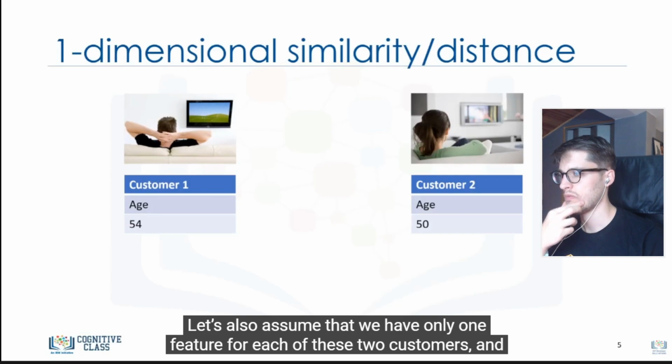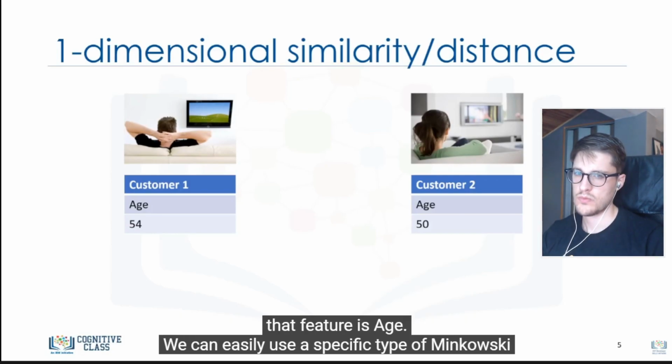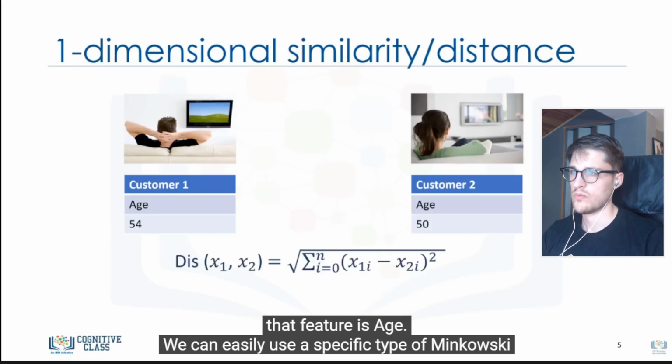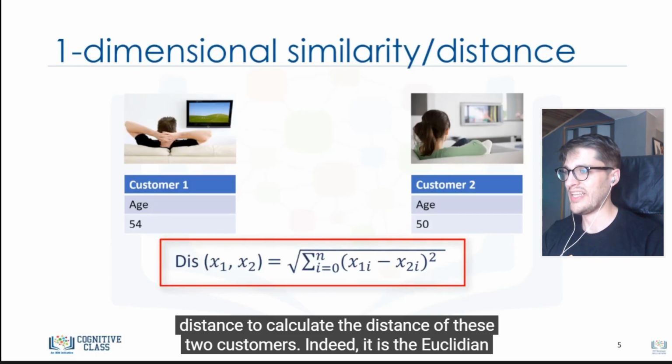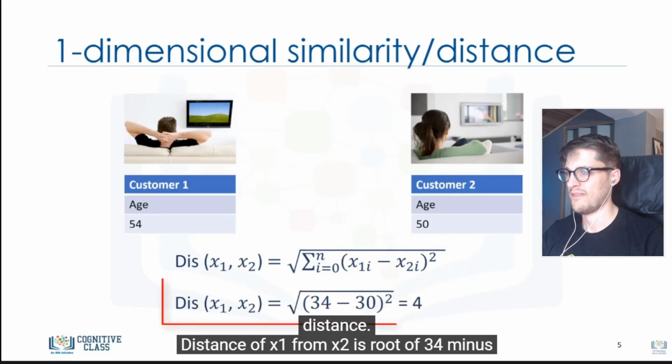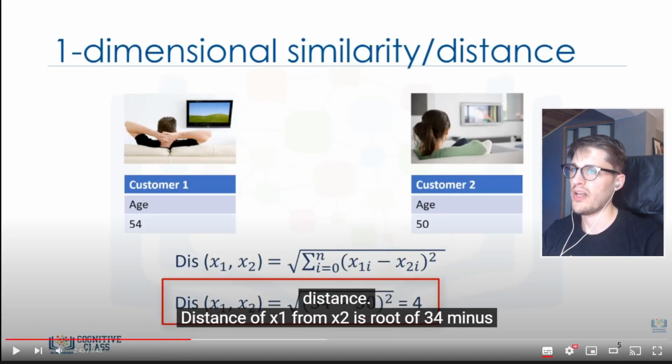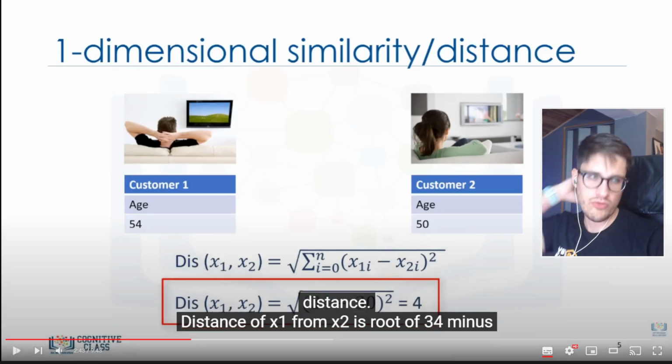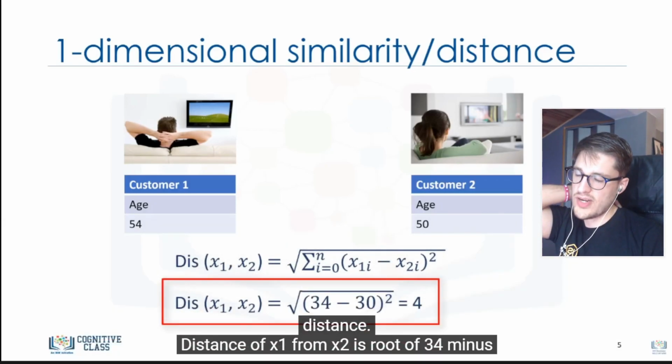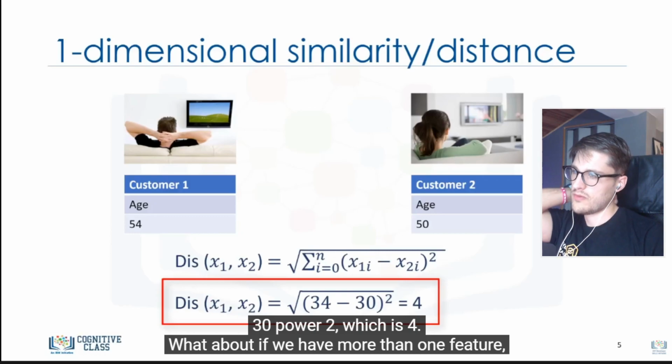Let's also assume that we have only one feature for each of these two customers, and that feature is age. We can easily use a specific type of Minkowski distance to calculate the distance of these two customers. Indeed, it is the Euclidean distance. Distance of x1 from x2, vale, y esto es lo típico. Distancia en un plano de dos puntos, pues la distancia euclídea, is the root of 34 minus 30 power 2, which is 4.